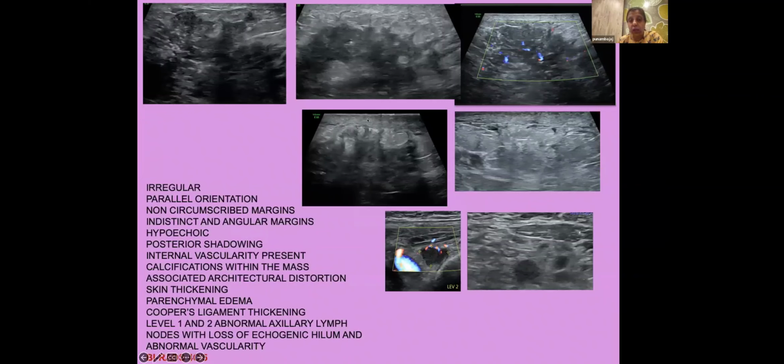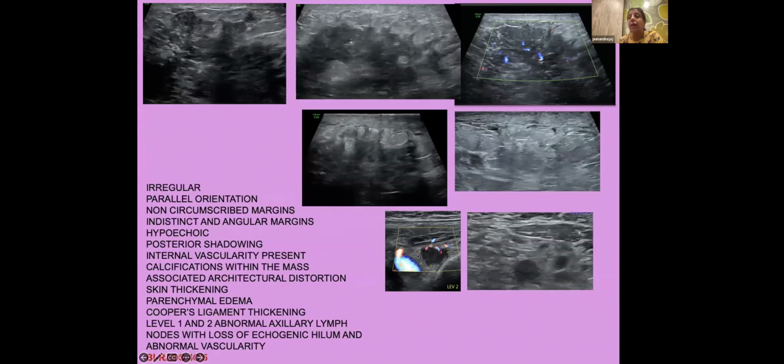There's skin thickening. Can you see this? Look at the skin here. And there's edema. Can you see these tiny reticular hypoechoic areas? That is parenchymal edema, these little fluid clefts that you're seeing there. And there's Cooper's ligament, we saw this in the lecture. There's Cooper's ligament straightening and thickening, like you see here. And there were level 1 and level 2 nodes. Remember, breast hardly ever has skip metastasis. So if level 2 is seen, you will always see level 1 also. So look for them.